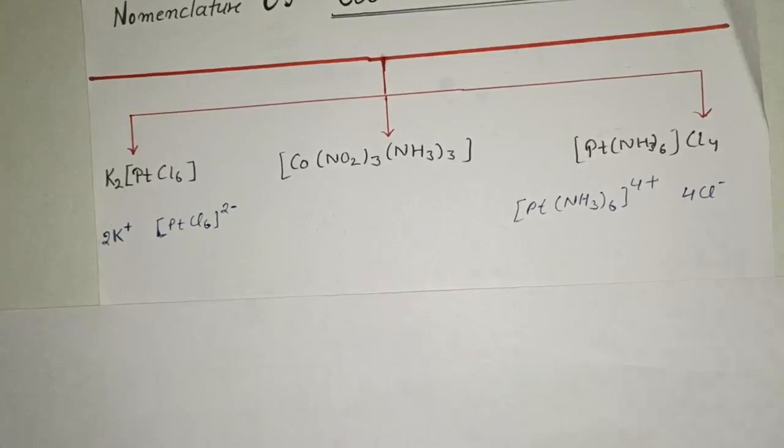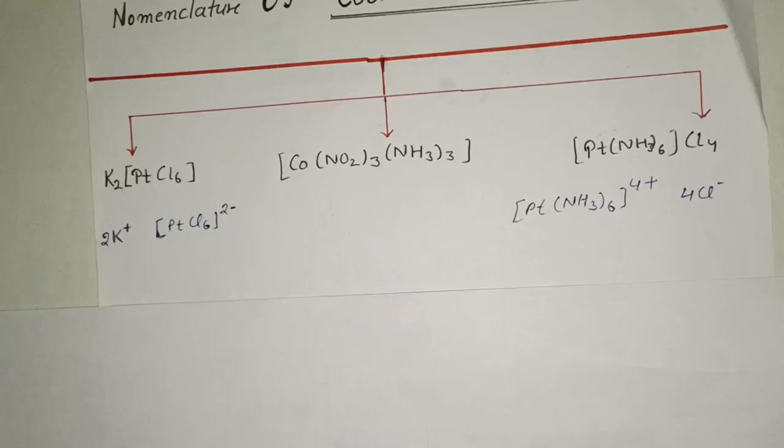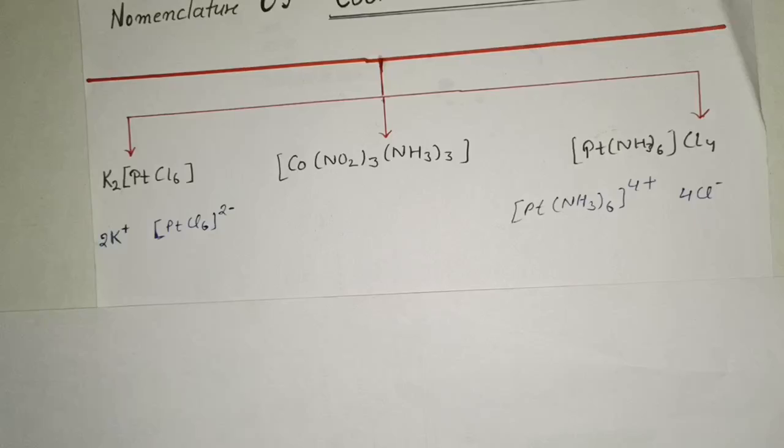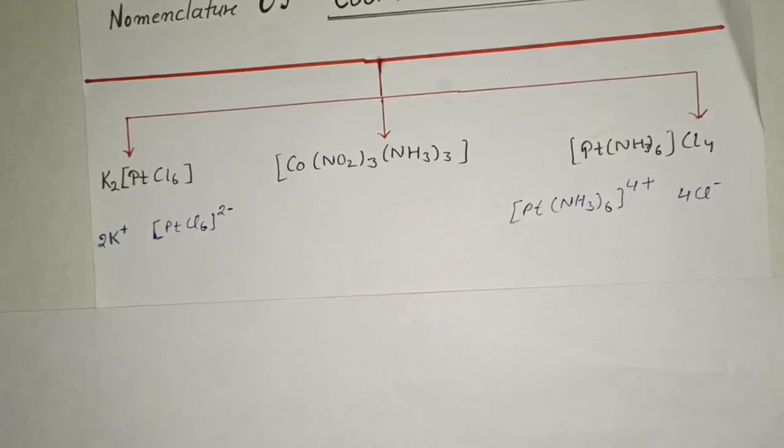But these three cases will help you much. You will be able to write most of the IUPAC names in your class 12 syllabus using this particular concept, because these three are the general kinds, and the other kinds also can be understood with the help of this with some changes in their rule. All right, that is all for today.